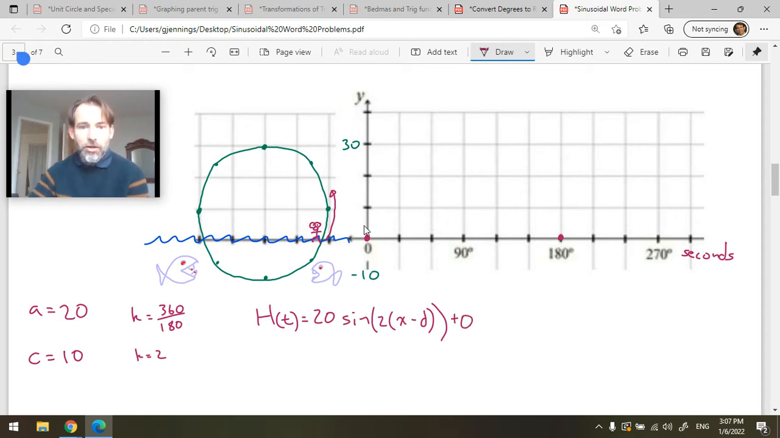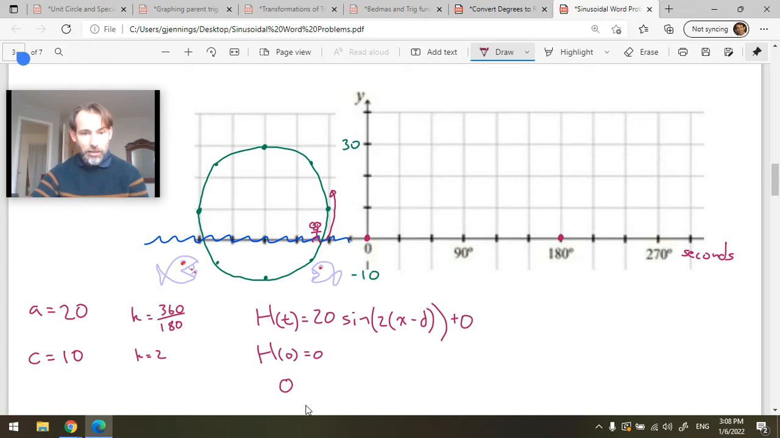I know that h at 0 seconds is also 0. Why do I know that? Because you get on at 0 and then you go up. So here's another factoid that I know. I know that h at 0 is equal to 0, so solve. Put in your 0 here.